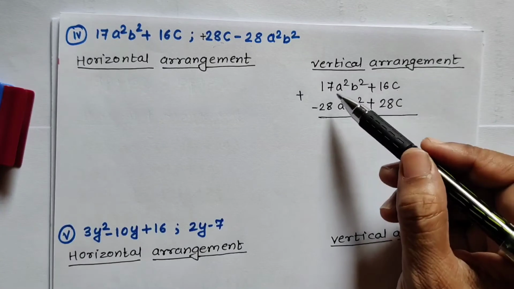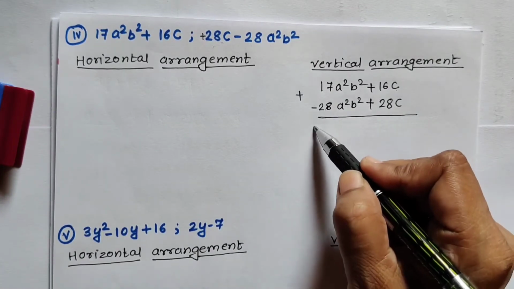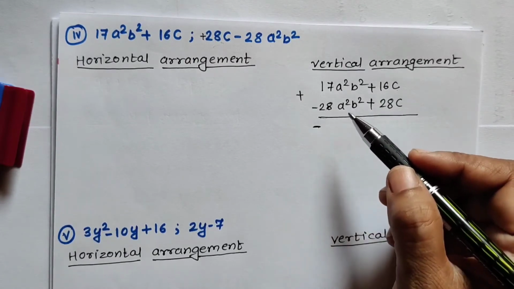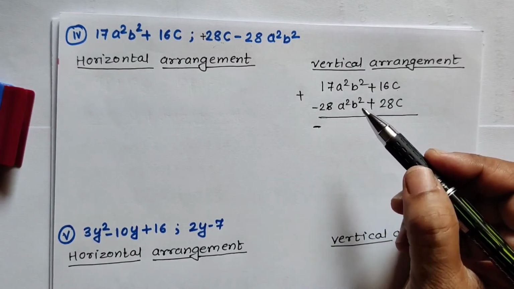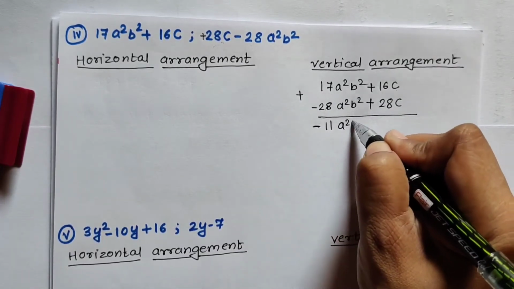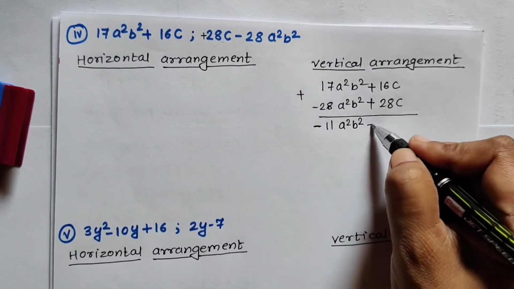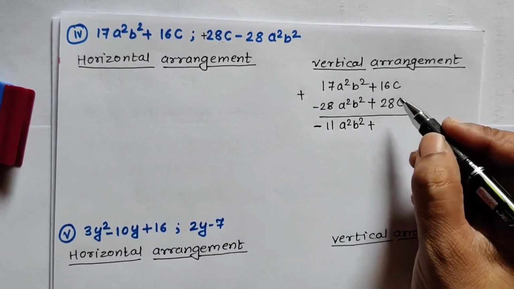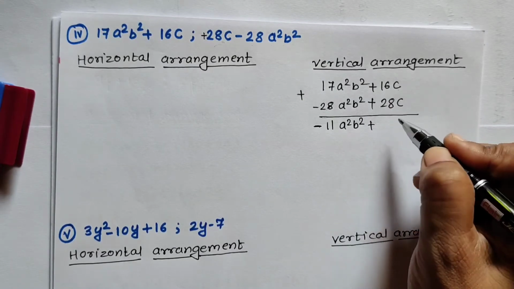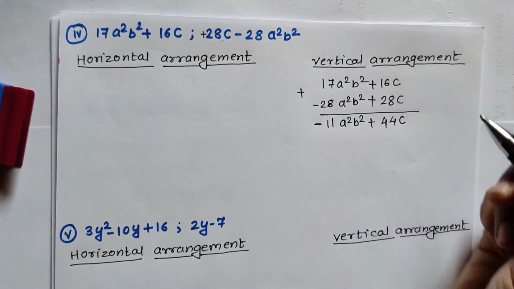Now see children, plus minus will become minus and sign of bigger number is 28, so sign will be minus. And plus minus we have to do the subtraction. Plus minus, 28 minus 17, what is the answer? 11 a square b square. Variable common we write one time. Plus 16 plus 28, what is the answer? 16 plus 28, 6 plus 8 is 14. One carrying, it is 44c.